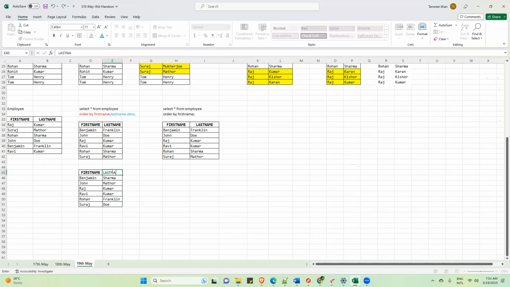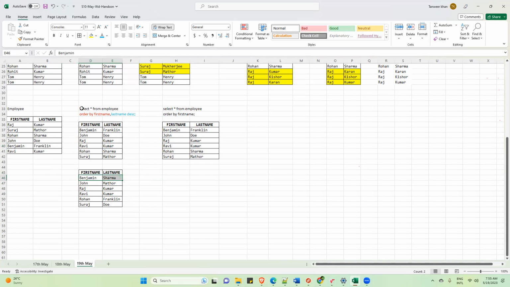But do you think this is the correct output? No. Because you have not understood the correct meaning of this query. So this is a misconception. Don't think the meaning of this query is to sort first name based on ascending order and last name based on descending order. No. If you are sorting like this, you have totally changed everything. He was Benjamin Franklin. You change this to Benjamin Sharma, right?